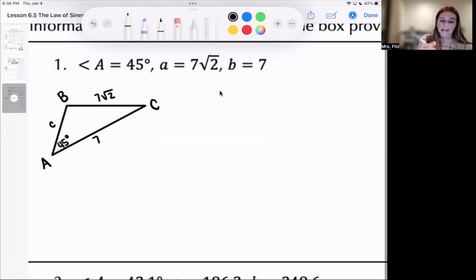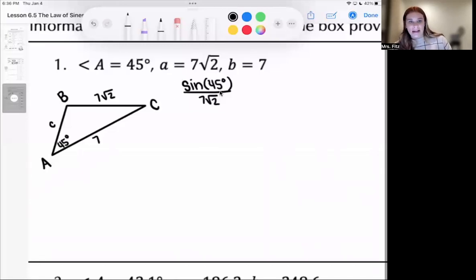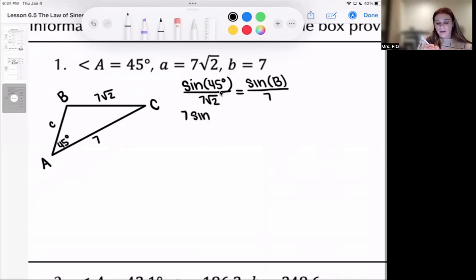So for sure, I know I can set up law of sines where we have sine of 45 over 7 root 2, right? Now, the problem is I don't know angle B, which is opposite of my given side. So what we can do is set that up with law of sines. That should equal sine of B over 7. Okay, let's keep going. Let's go ahead and solve for B. So we're going to cross multiply. We have 7 sine of 45 degrees is equal to 7 root 2 sine of B.